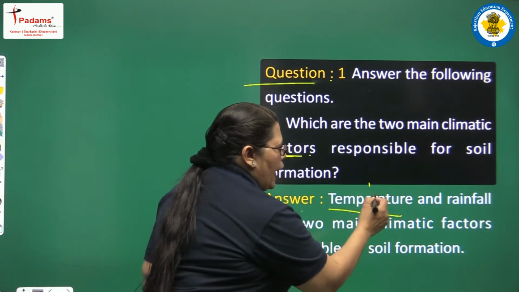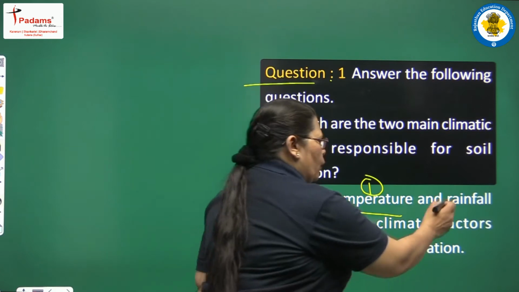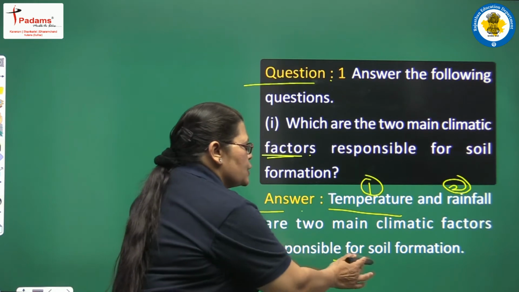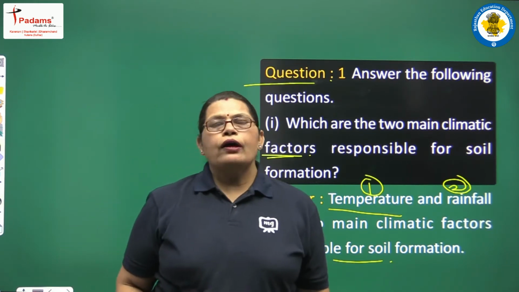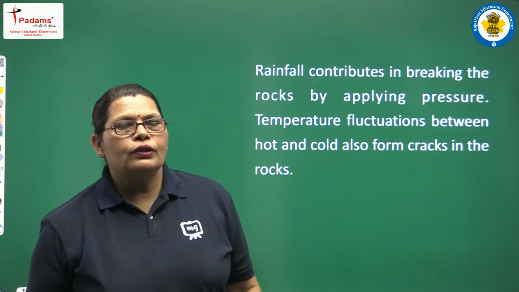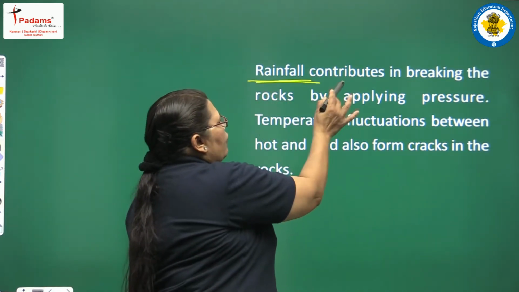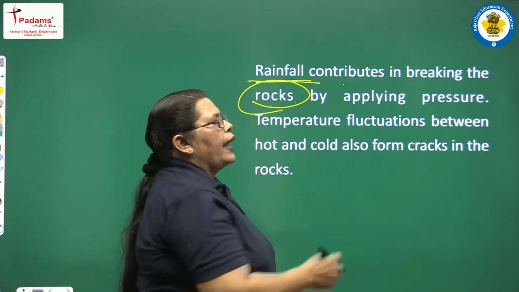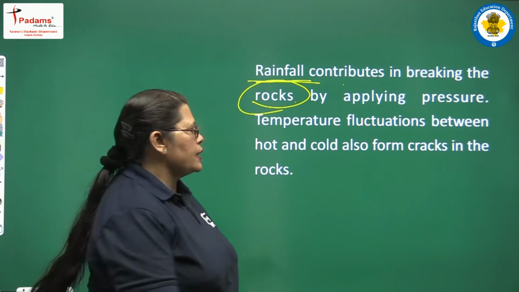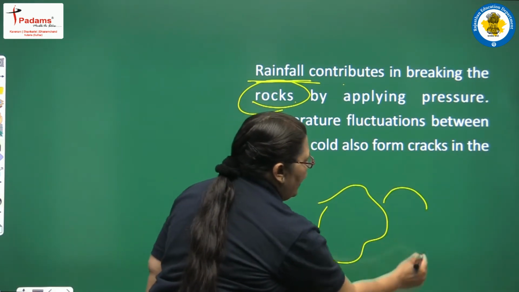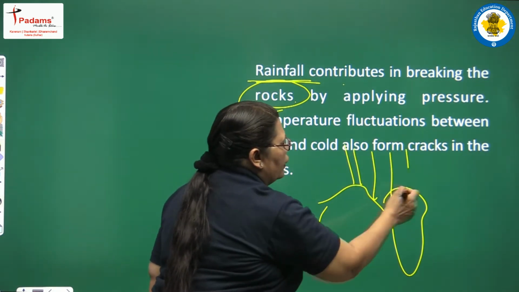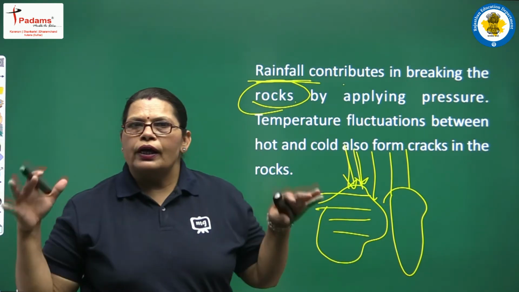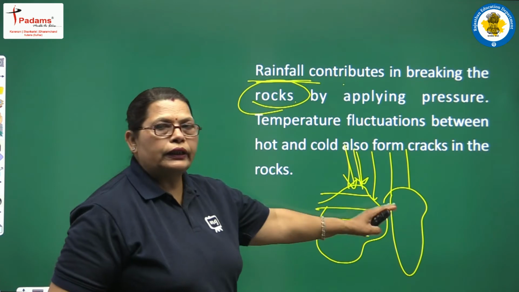First one is the temperature and rainfall. Temperature and rainfall are two main climatic factors responsible for the formation of soil. So, how is this formed? See, rainfall contributes in breaking the rocks by applying pressure on the rocks. See here, these are the rocks, and if there is heavy rainfall, then this heavy rainfall breaks the rocks because of the pressure applied on all these rocks.